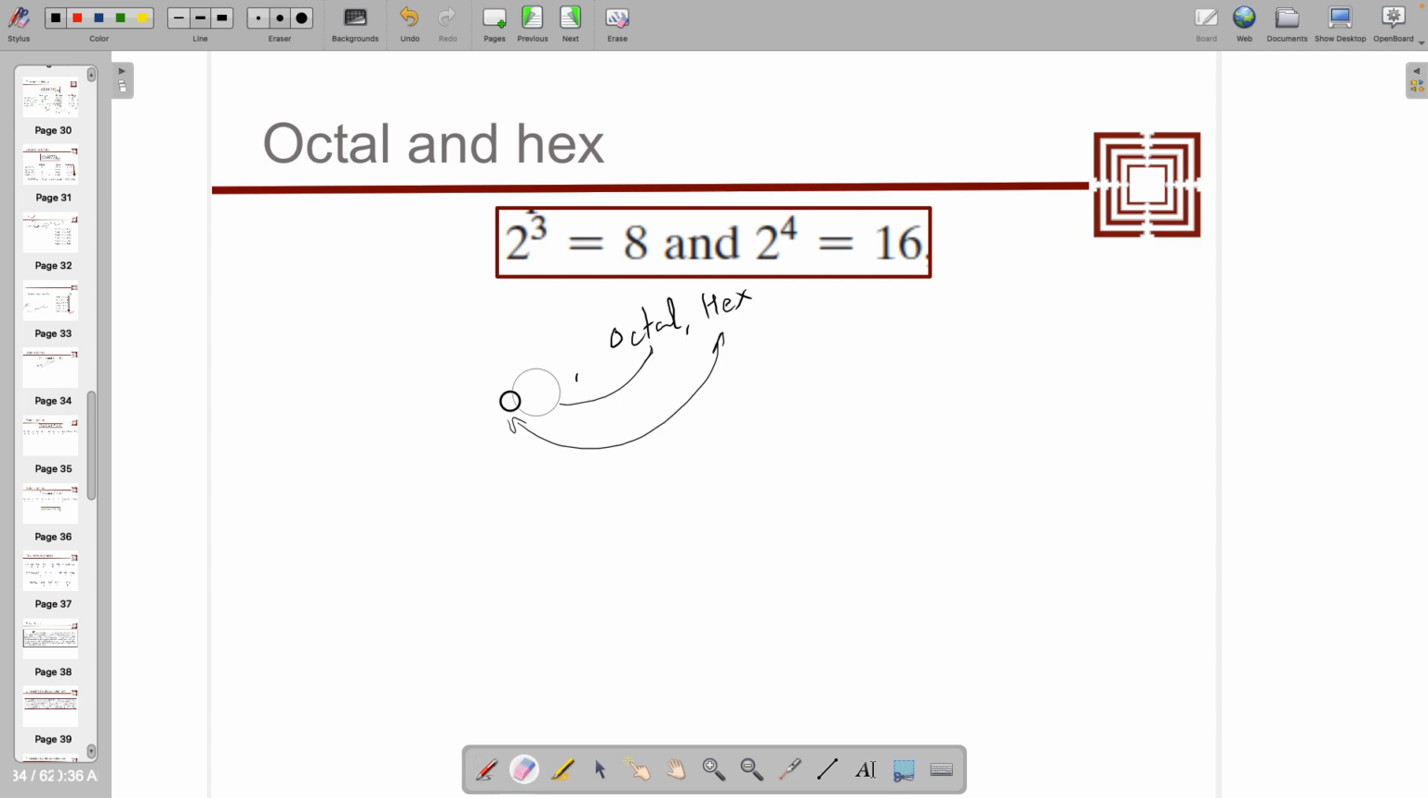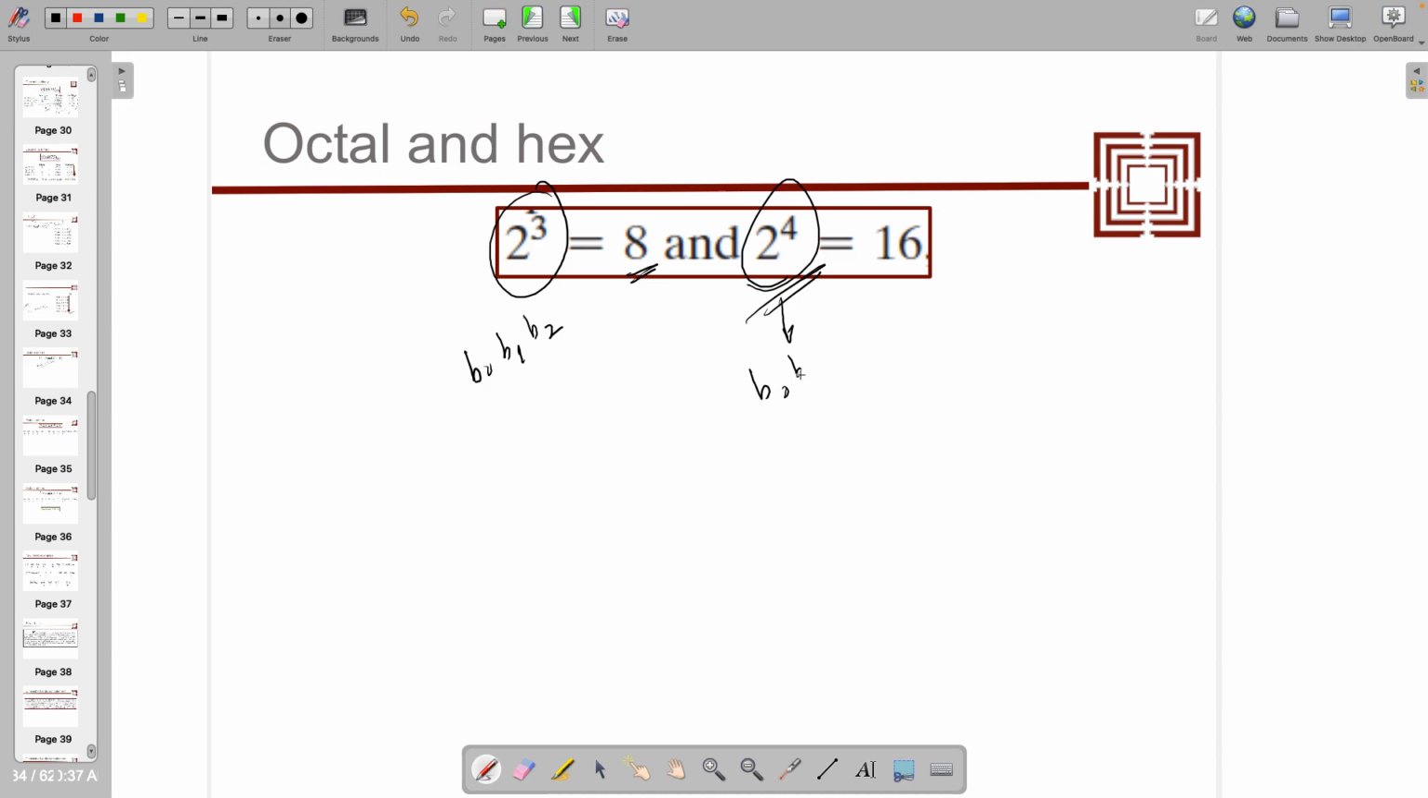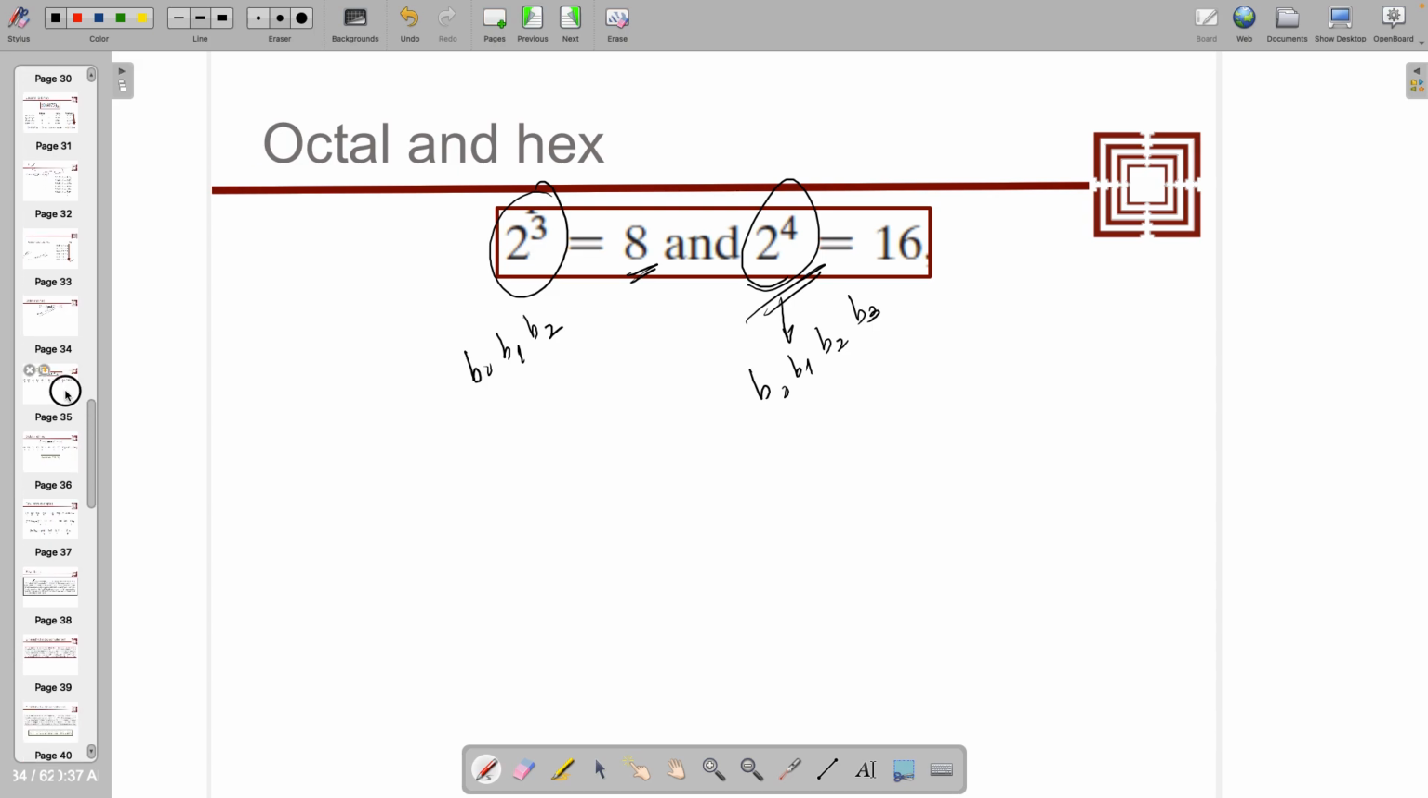In that case, it's very simple and easy going. We know that 2 raised to 3 equals 8, so 8 is the number of combinations possible with 3 bits. And 2 raised to 4 makes 16, meaning 16 combinations are possible with 4 bits. So any binary number, which is a combination of, let's say, 3 bits, can create octal. If it is a combination of 4 bits, it can create hexadecimal. Let's look into what I mean.